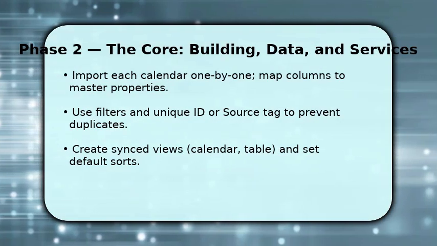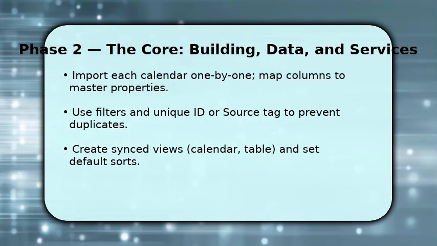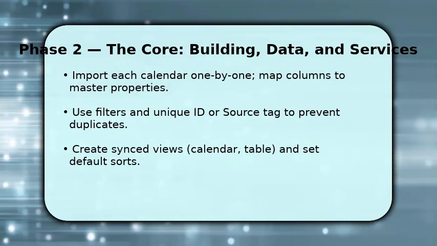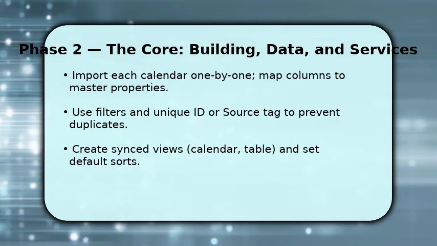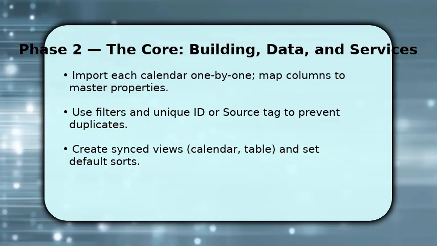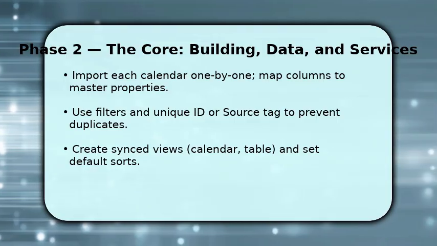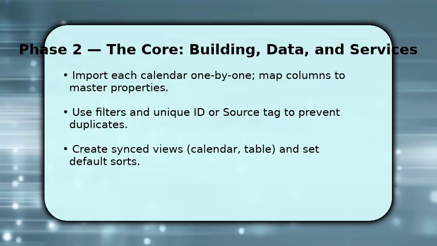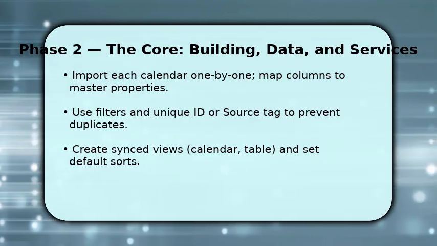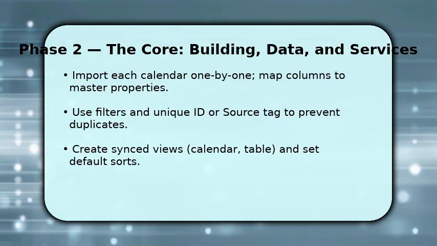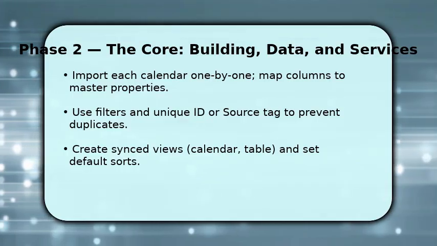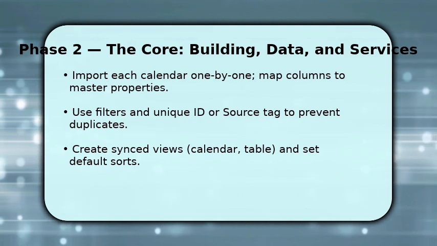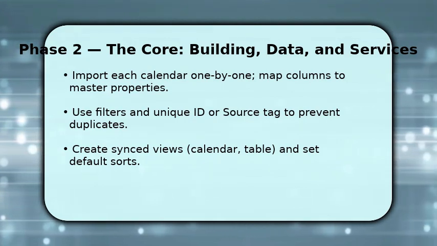Next, import or sync each calendar into the master database, one at a time, mapping columns deliberately, date to date, event to title, and add a source tag. As you go, apply a temporary filter to show only new imports so you can catch mismatches. Use a unique ID or combination of title plus date to detect duplicates and add an automation or formula to flag duplicates automatically. Once multiple sources are present, create synced calendar and table views to verify merged entries and to adjust sorts and time zones.